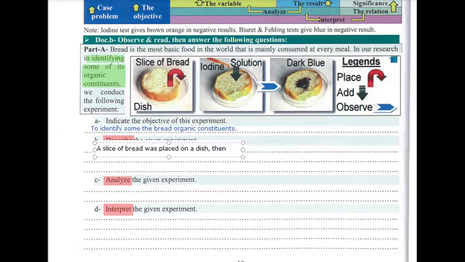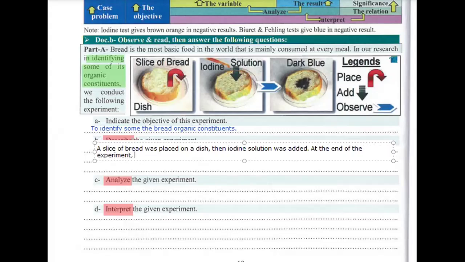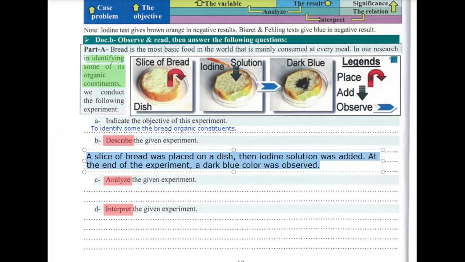Then iodine solution was، طلع هون بالارو، was added. At the end of the experiment، طلعوا الcolor، a dark blue color was، شو الverb؟ was observed. تمام.